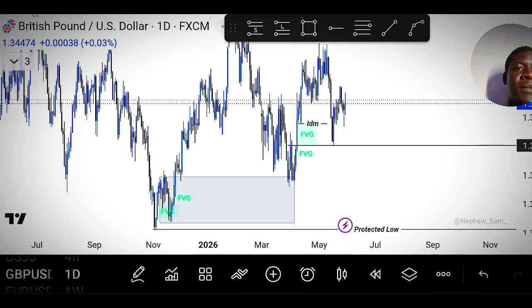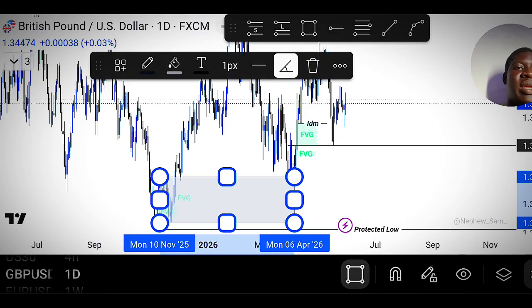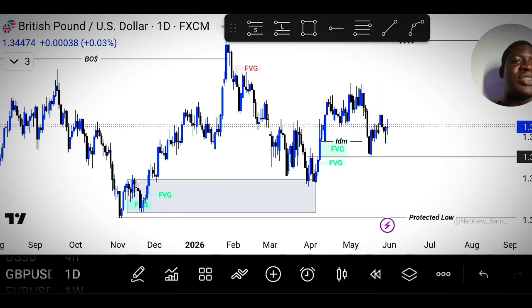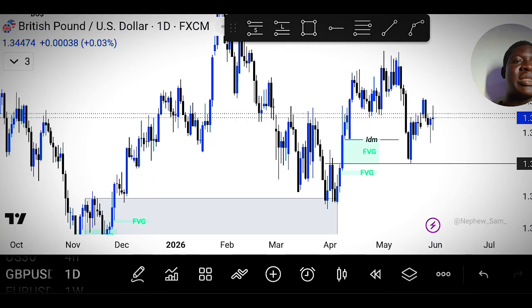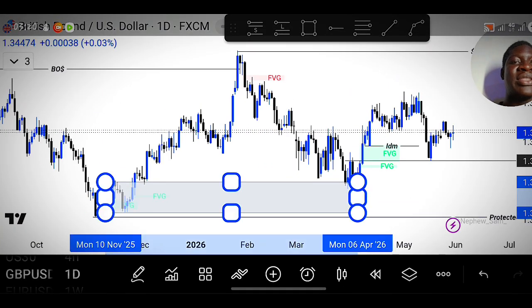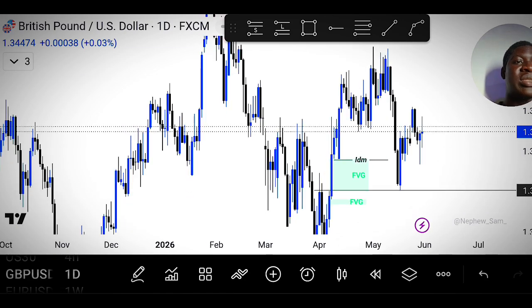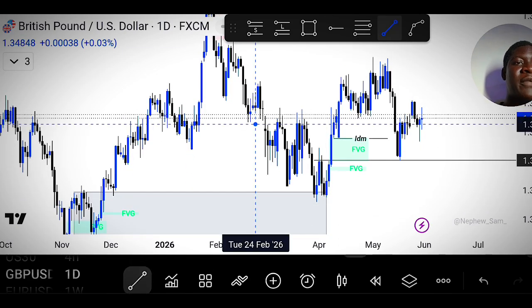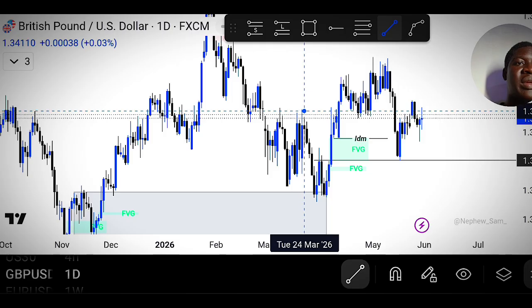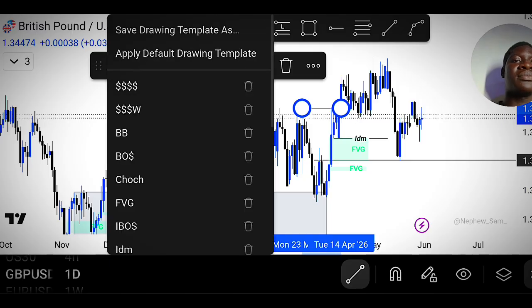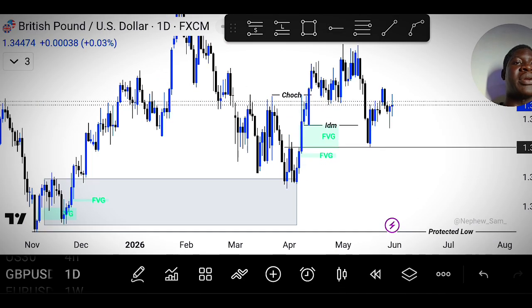Now, when the market got to this area, the market did something. When the market tapped this point of interest, the market changed character. We have a change of character at this area. That is our change of character.